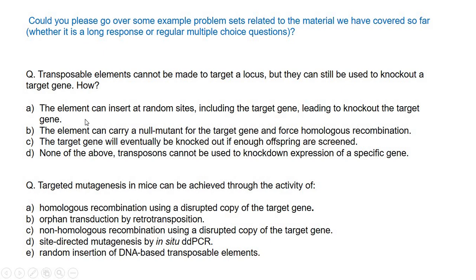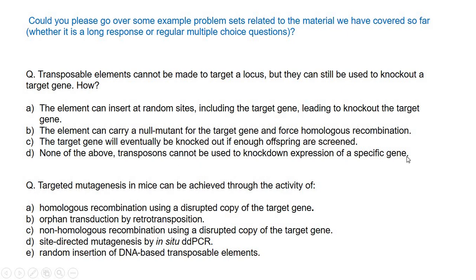The first is, the element can insert at random sites, including the target gene, leading to knockout of the target gene. Okay. Next is, the element can carry a null mutant for the target gene and force homologous recombination. Okay. The target gene will eventually be knocked out if enough offspring are screened. None of the above, transposons cannot be used to knock out expression of a specific gene. So let's go from D to A, make our way from bottom to up.